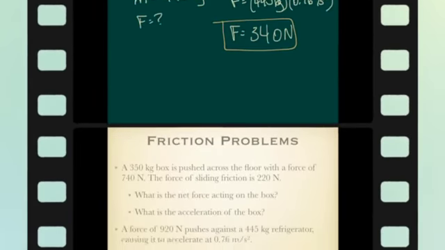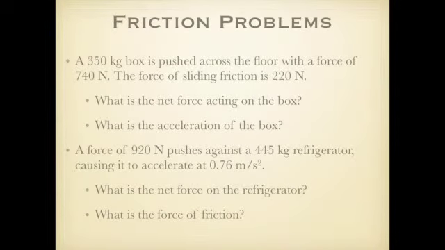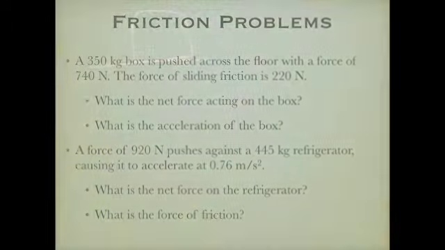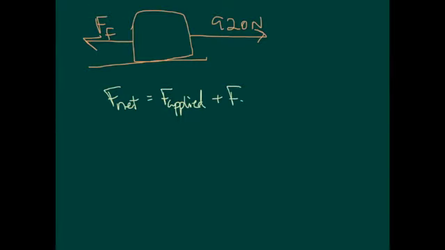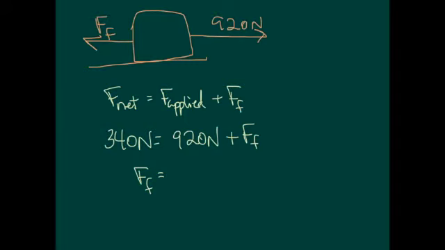But wait, there's more. Now I want to know what is the force of friction acting on the refrigerator. Well, let's draw a picture. The refrigerator is being pushed with a force of 920 newtons, and we know that the force of friction is in the opposite direction. The net force is always the sum of the forces acting on the object. So in this example, the net force is equal to the applied force plus the force of friction. We calculated the net force on the first question to be 340 newtons. We are applying a force of 920 newtons, so find F_F. Hopefully, you get negative 580 newtons for the force of friction.